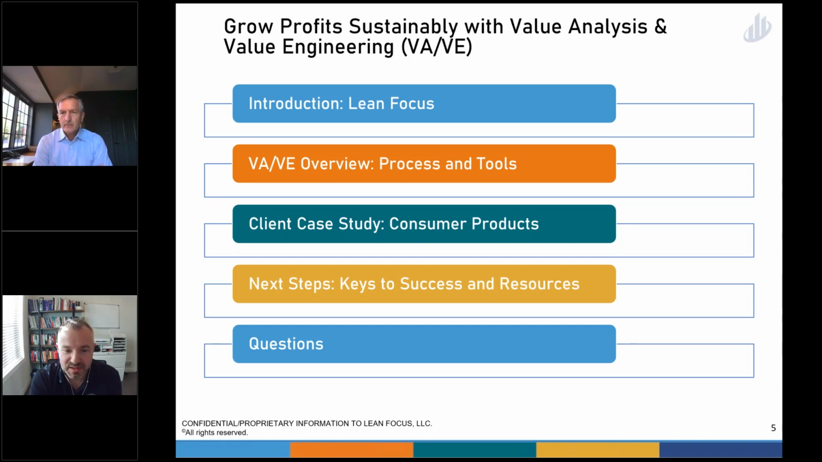with our clients. We have a client case study in a consumer branded products industry. We've redacted the confidential information to protect the client's information, but the approach and methodology will be made clear. And then we will talk about the next steps, keys to success for having a successful VAVE program within your company, and further resources that you can pursue to learn more about the topic and get started. And then we'll end with some Q&A.